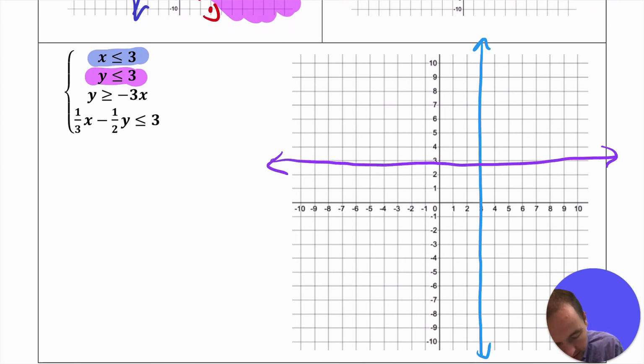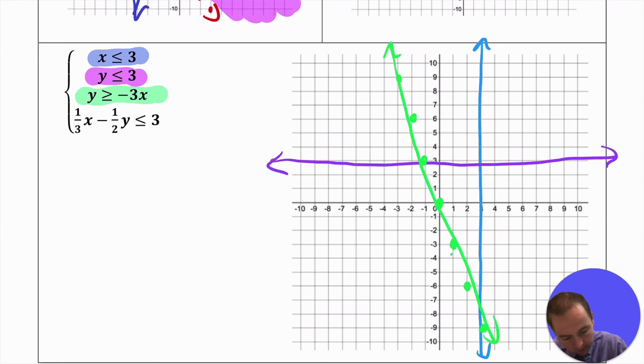And then the next one, let's do this in this tealish color right here. So that's going to be y is greater than or equal to negative 3x. So that's going to be diagonal because it's going to have a y-intercept at 0, but then have a slope of negative 3, just like that. And we'll make it a solid line because it could be equal to.